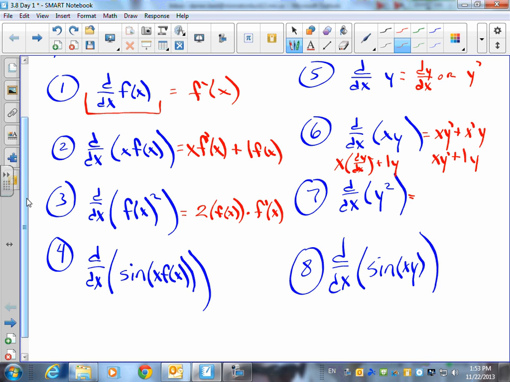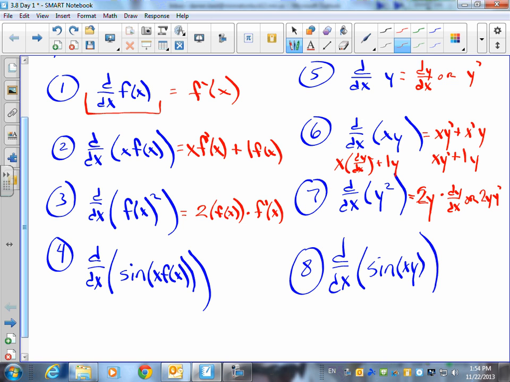Number 7's a little weird. It's just a slightly different notation. But if we think of y as f of x, we're going to use that same rule. Y is a function of x, so I'm going to write it as 2y to the first. I'm not actually going to write the first, because that could end up being confusing notation in a minute. I'll write it as 2y times the derivative of y. I'll write that as dy dx. Some of you might choose to write it as 2y y prime. We'll talk about the advantages and disadvantages of both of those notations in a minute.